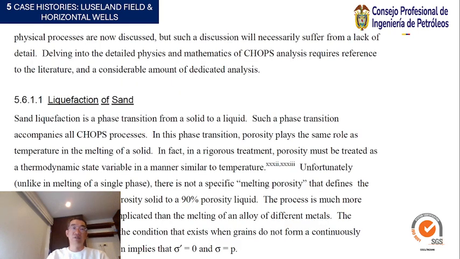The major physical processes are now discussed, but such a discussion will necessarily suffer from a lack of detail. Delving into the detailed physics and mathematics of CHOPS analysis requires reference to the literature and a considerable amount of dedicated analysis.